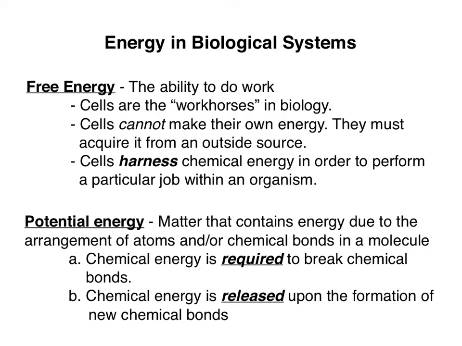Well, in what form is this free energy going to enter cells as it is either eaten or ingested from the external environment? Well, it's going to enter cells in the form of chemical potential energy. So chemical potential energy is the matter that contains energy due to the arrangement of atoms or chemical bonds in a molecule. In other words, a typical molecule is going to consist of some number of atoms all linked together by some number of chemical bonds. The chemical potential energy is the energy stored in those chemical bonds.